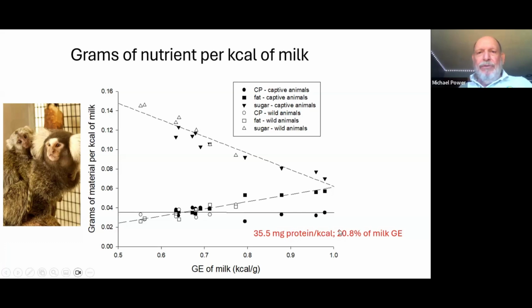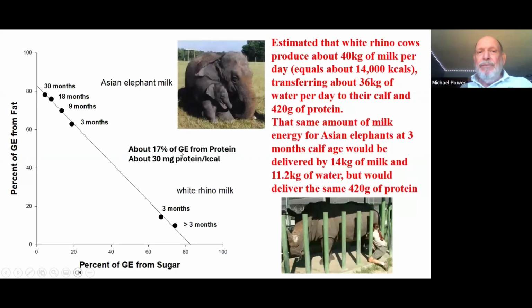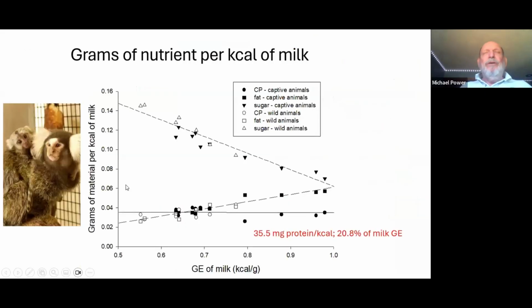If I zip back here, you'll notice these guys had about 17% of energy from protein and about 30 milligrams for there. It's very difficult to compare the growth rates of a tiny little animal like this to an elephant. But in relative proportions, we think of these animals as being faster growing, and this would be consistent with that. A higher level of energy from protein would relate to a higher relative growth rate.